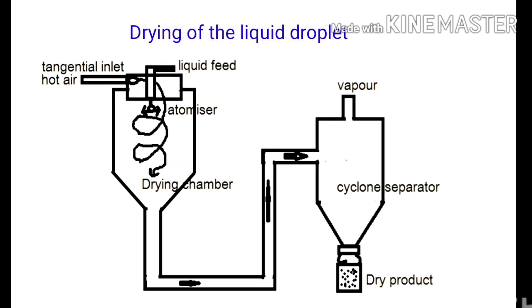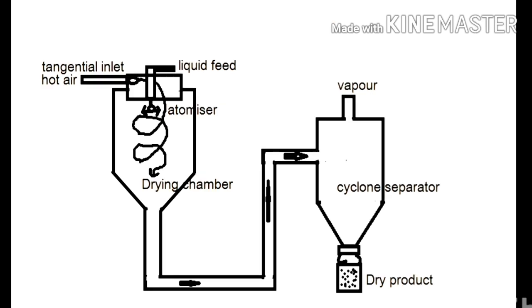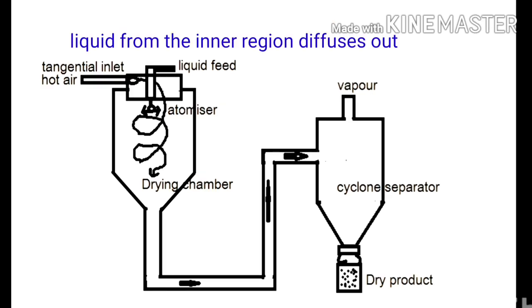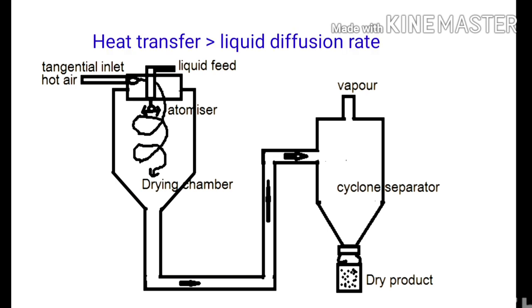The second stage is drying of the liquid droplet. By absorbing heat from the hot air, the liquid droplet gets dried in the drying chamber. First of all, the surface of the liquid droplet gets dried and forms a tough shell. So, the liquid from the inner region of the shell diffuses out through the shell at a particular rate. At the same time, heat transfer takes place. The heat transfer takes place at a rate greater than the liquid diffusion rate.